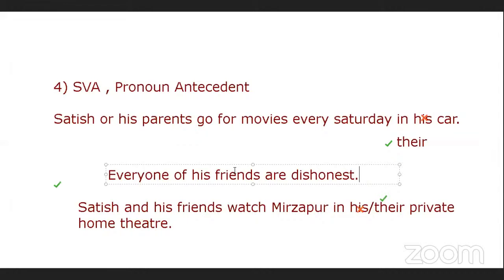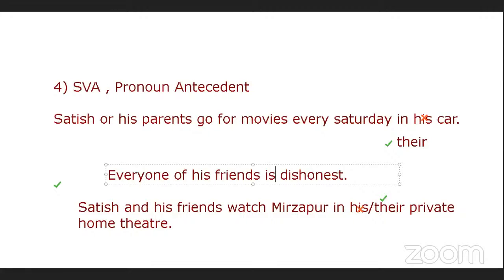It's like saying Ramesh क्या है? Ramesh are dishonest आएगा कि is dishonest आएगा? Is dishonest, right? So every one of his friends is dishonest. Don't look at friends and think that friends plural है इसीलिए are आना चाहिए. नहीं. Everyone लिखा है ना वहां पे. Everyone का मतलब है हम हर एक बंदे को देख रहे हैं. Single. Every one of his friends is dishonest.